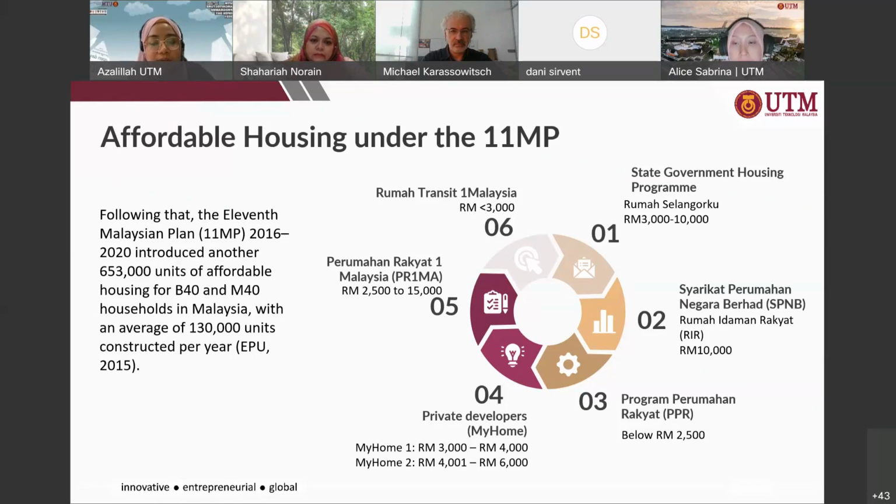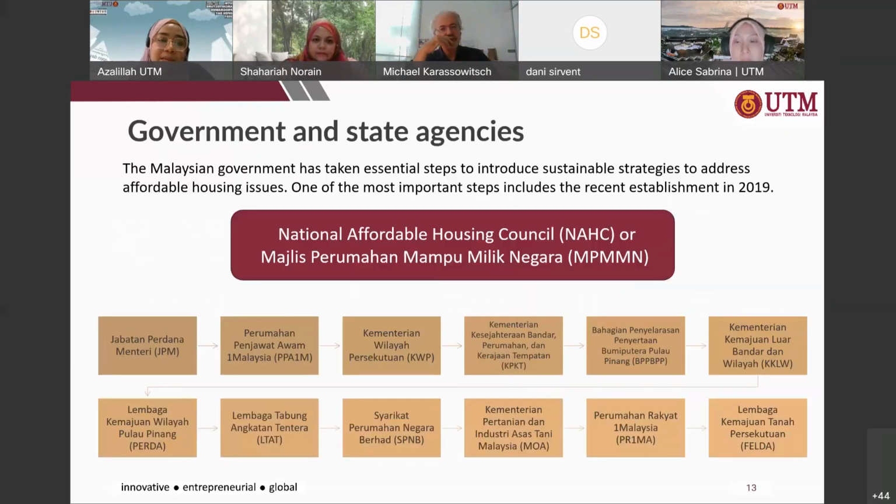The M40 also face the same problem. Under the Malaysia Plans from 2016 until 2020, the Malaysian government introduced a new scheme and another 600,000 units for affordable housing for B40 and also M40. This is all the program and the scheme that doesn't seem to have any problems.